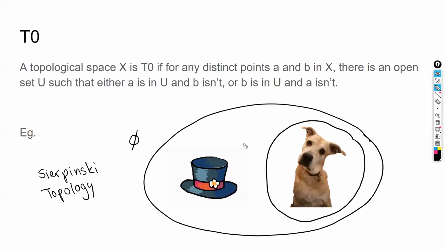And is this topology T0? Well, let's find an open set such that either hat is in it and dog isn't, or dog is in it and hat isn't. Well, the open set that works is this one right here, right? The open set containing dog contains dog and doesn't contain hat. And so this axiom is satisfied. We can check this for any pair of distinct points A and B, but in this topology, there's only one pair of distinct points. So we've checked it for everything. We're done. Okay. So we found one topology that is T0. We found a topology that is not T0.